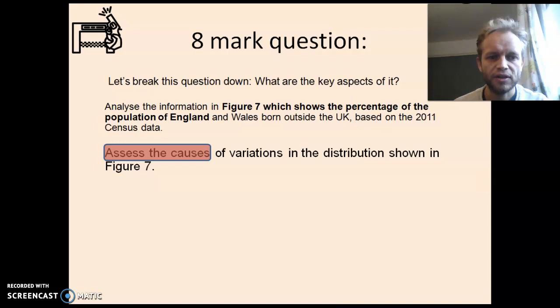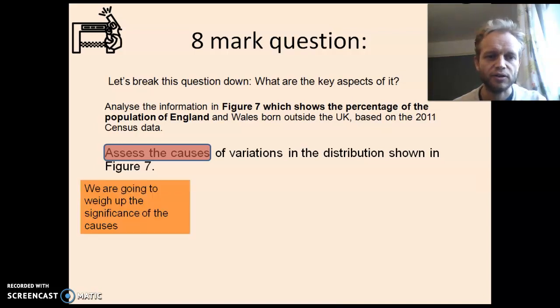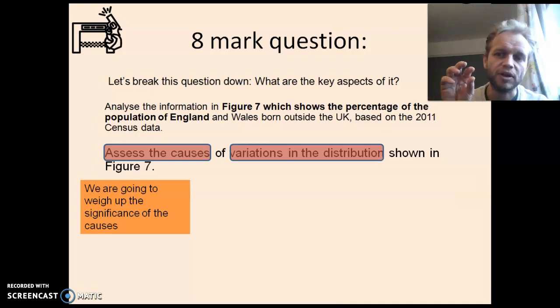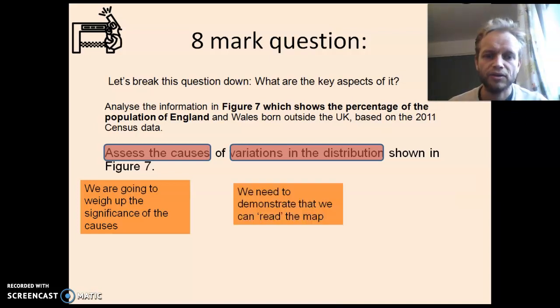Okay, so some of the key things, obviously we're looking at assessing the causes. So we're going to weigh up the significance of the causes. Which causes are bigger than the other ones? Which causes are less significant than the others? We can look at the variations in the distribution. So why do some areas have lots of immigrants and why do some areas have fewer immigrants? We need to demonstrate that we can read the map.